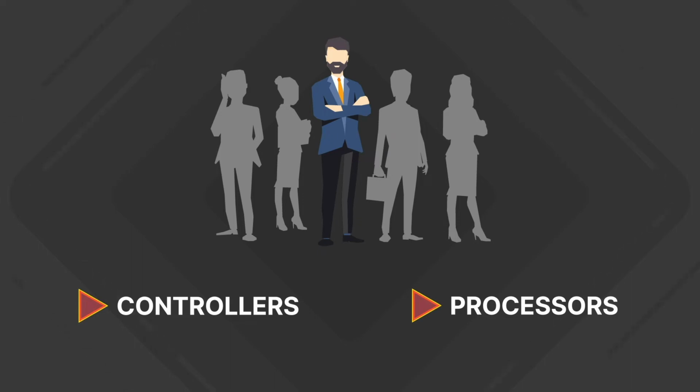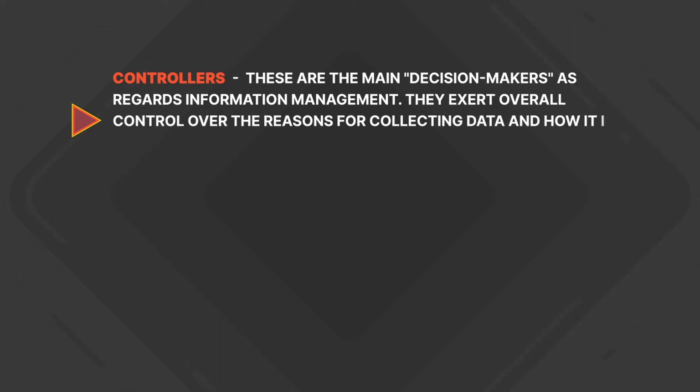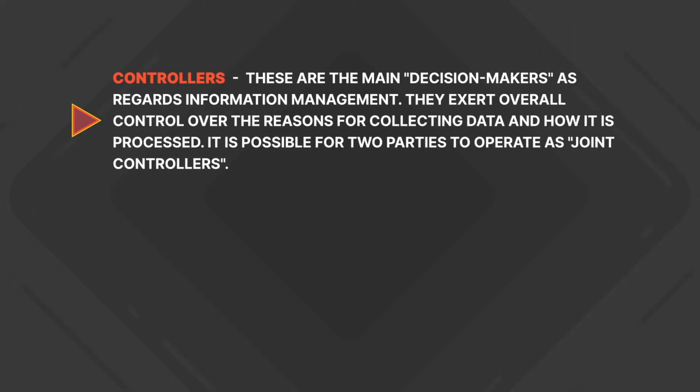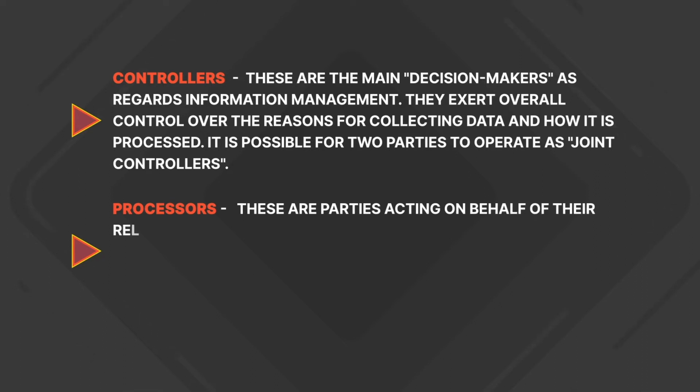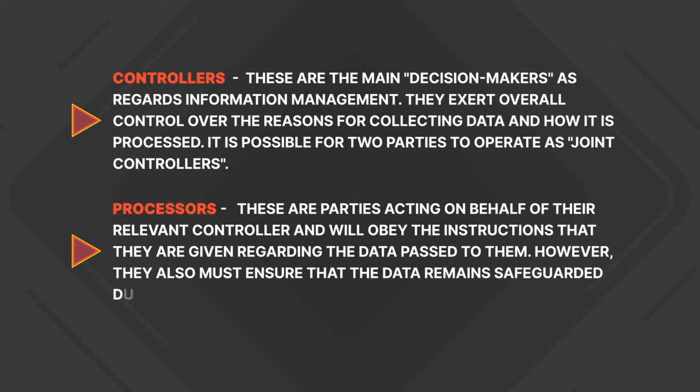Someone who works in this area will be able to differentiate their role with the following definitions. Controllers. These are the main decision makers. As regards information management, they exert overall control over the reasons for collecting data and how it is processed. It is possible for two parties to operate as joint controllers. Processors. These are parties acting on behalf of their relevant controller and will obey the instructions that they are given regarding the data passed to them. However, they also must ensure that the data remains safeguarded during their operations.